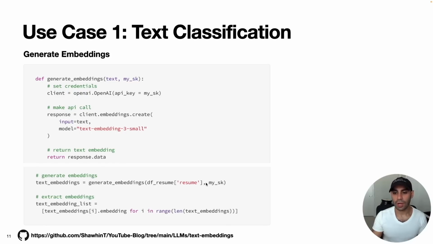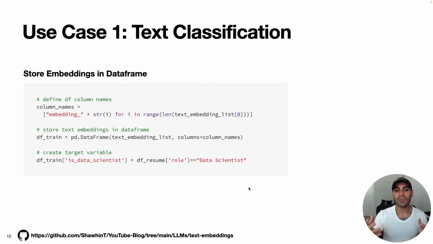And then here, for every resume in our data set, we can generate the embeddings in one line of code. Then we can extract these text embeddings and store them in a list in this line of code here. Then we'll store all the text embeddings into a new pandas data frame called dftrain. So here I'm automatically generating column names. So these column names will be embedding underscore 0, embedding underscore 1, embedding underscore 2, all the way up to embedding underscore 1535 or something, however many embedding dimensions there are. Then we can create the pandas data frame in one line of code.